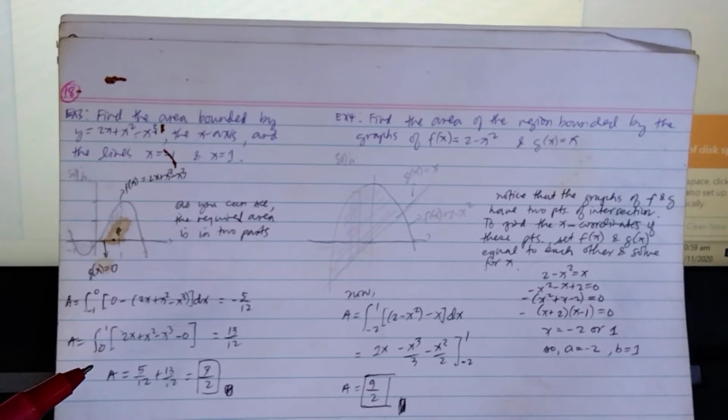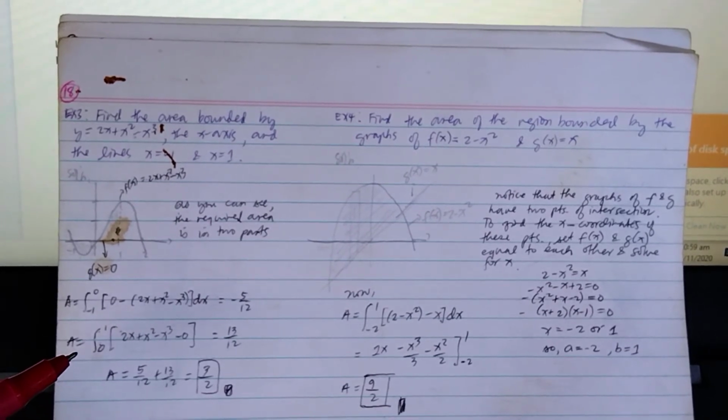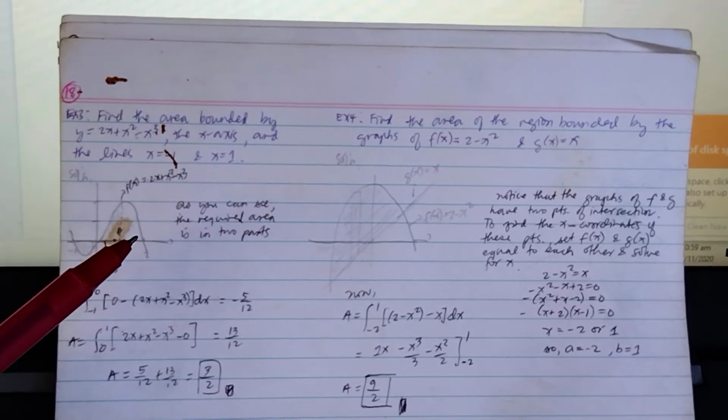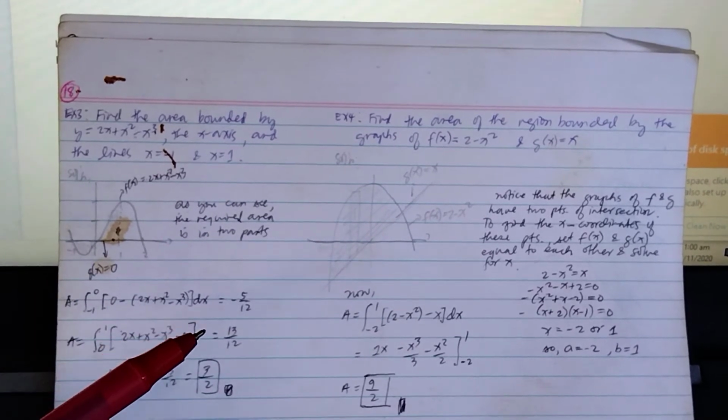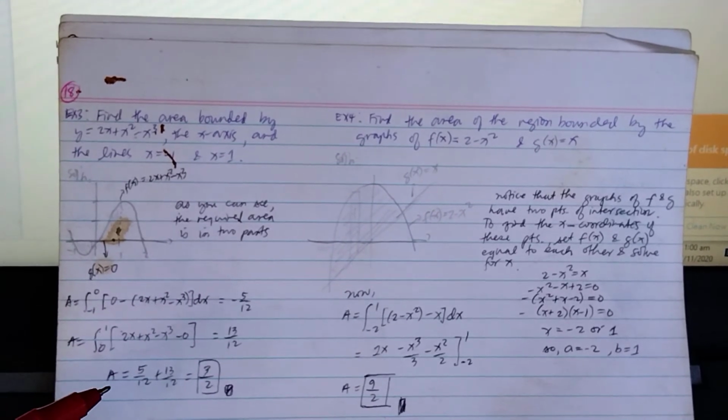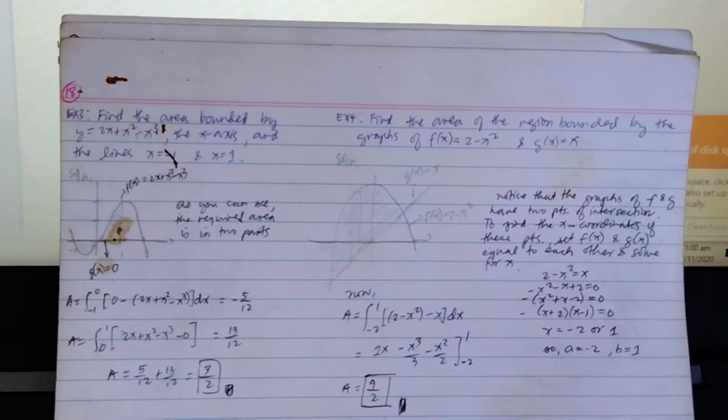Now, here, from 0 to 1, this is the area. It's clear that the curve is on top and the x-axis is below. So, 0, that is 13 over 12. So, in finding the area, you need to add. So, area is equal to 5 over 12 plus 13 over 12, which is equal to 3 over 2.